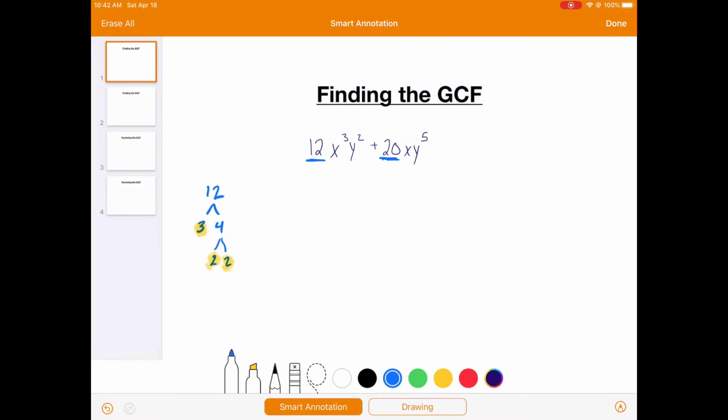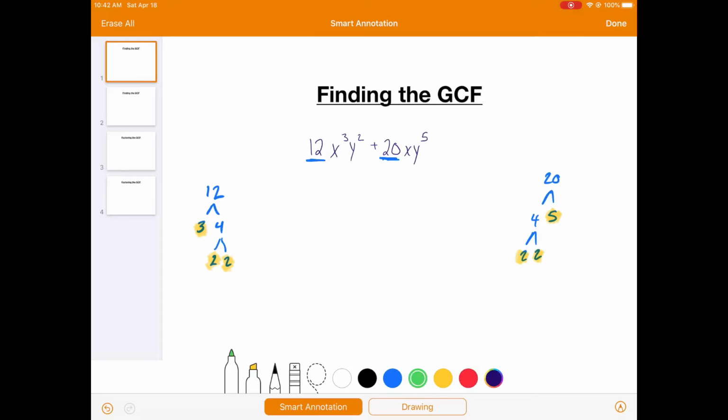And then we'll do the same thing for our 20. 20 is a product of 4 times 5, or you could have done 2 times 10. It doesn't really matter, as long as when you get to the bottom, you have all prime numbers. So 4 is a product of 2 times 2. So we have all of the prime numbers at the bottom, 2, 2, and 5.